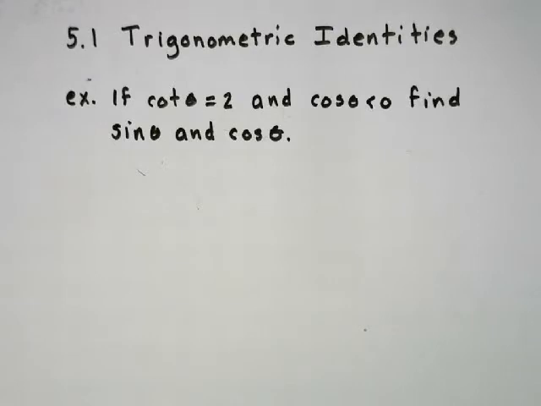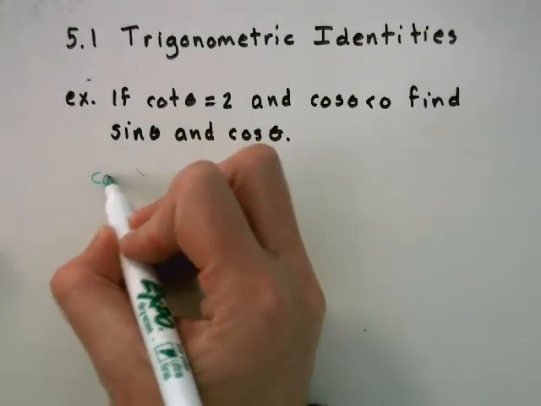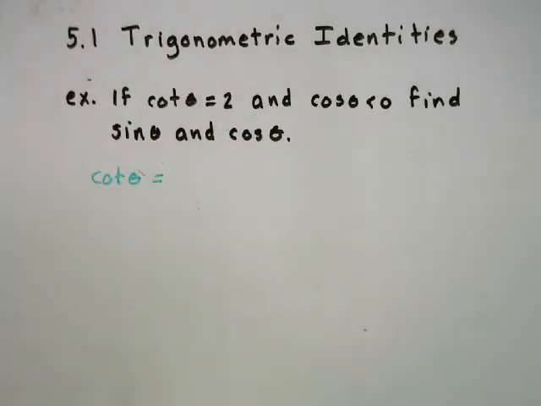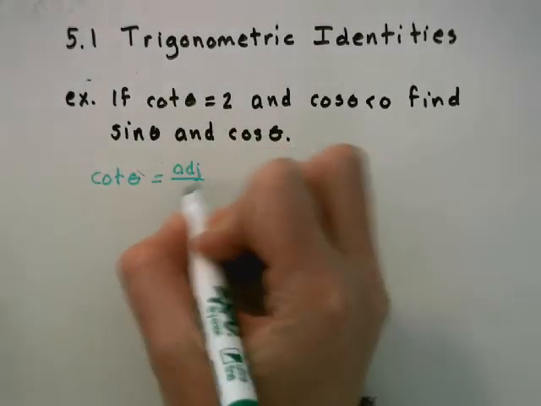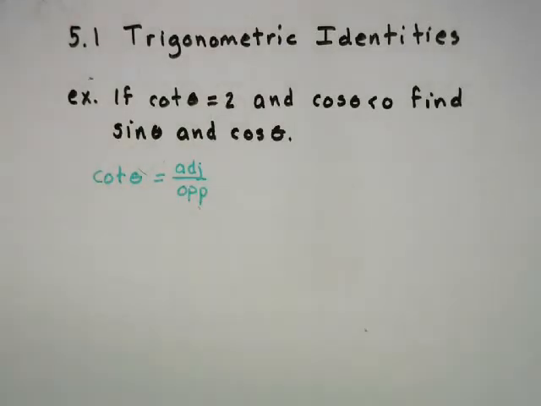All right, so our first example. If cotangent of theta equals 2 and cosine of theta is less than 0, find sine of theta and cosine of theta. So I tend to always go back to, when in doubt, right triangle trig. So we know that cotangent, okay, using right triangle trig, if tangent is opposite over adjacent, cotangent is going to be adjacent over opposite. So we're going to make a triangle here with that information.